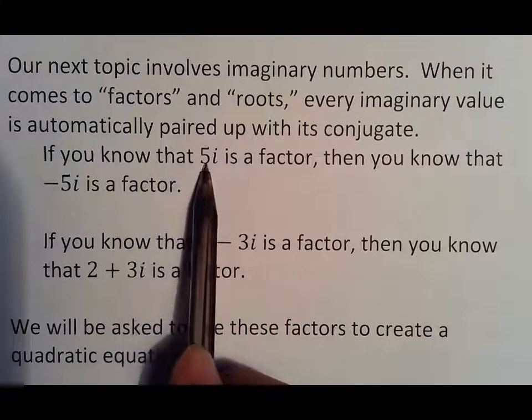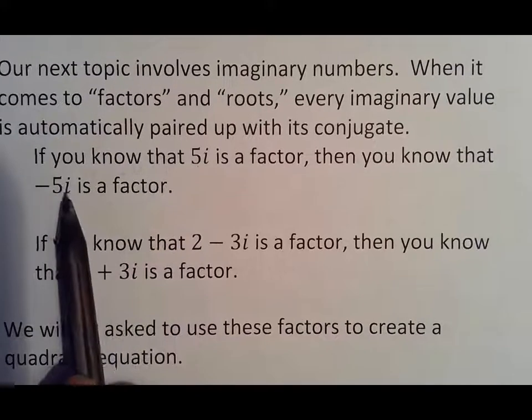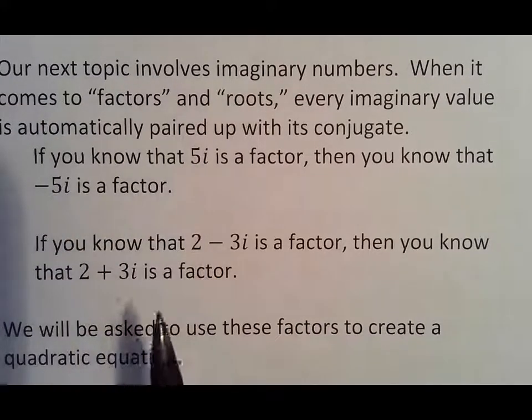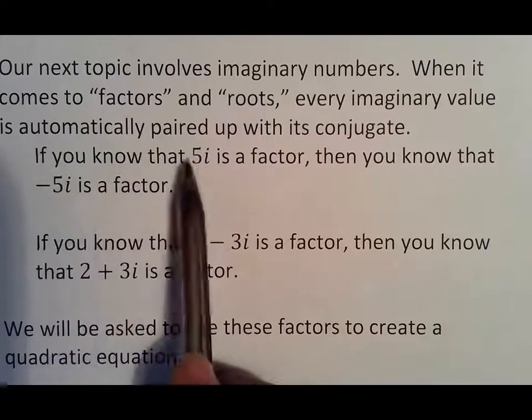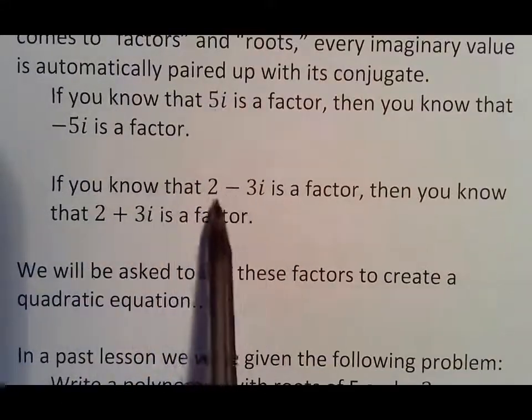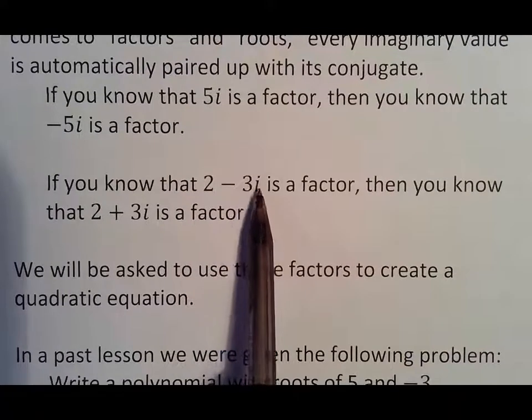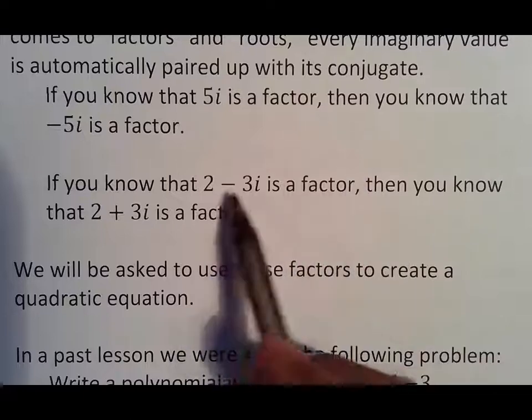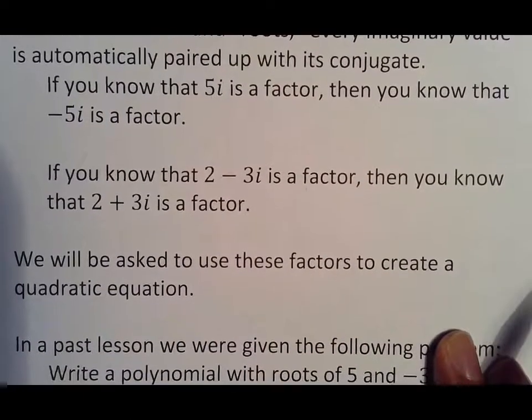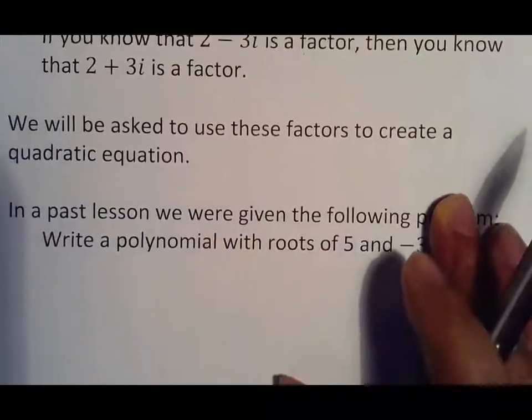So if 5i is a factor, then negative 5i is also a factor. That would be its conjugate. That would be 0 plus 5i, 0 minus 5i. If we know that 2 minus 3i is a factor, then we also know that 2 plus 3i is a factor, or not a factor, but a root. Because that's how the game works, you just have to add that to your understanding.